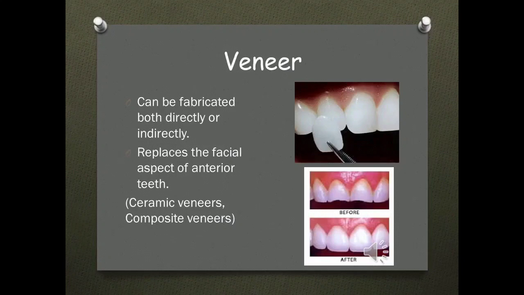A veneer most commonly replaces the facial aspect of the anterior teeth in order to improve the aesthetic appearance. A veneer may be fabricated indirectly in the lab, and porcelain is the material which is used for the indirect veneers, or they can be fabricated directly in the patient's mouth with the help of dental composites.